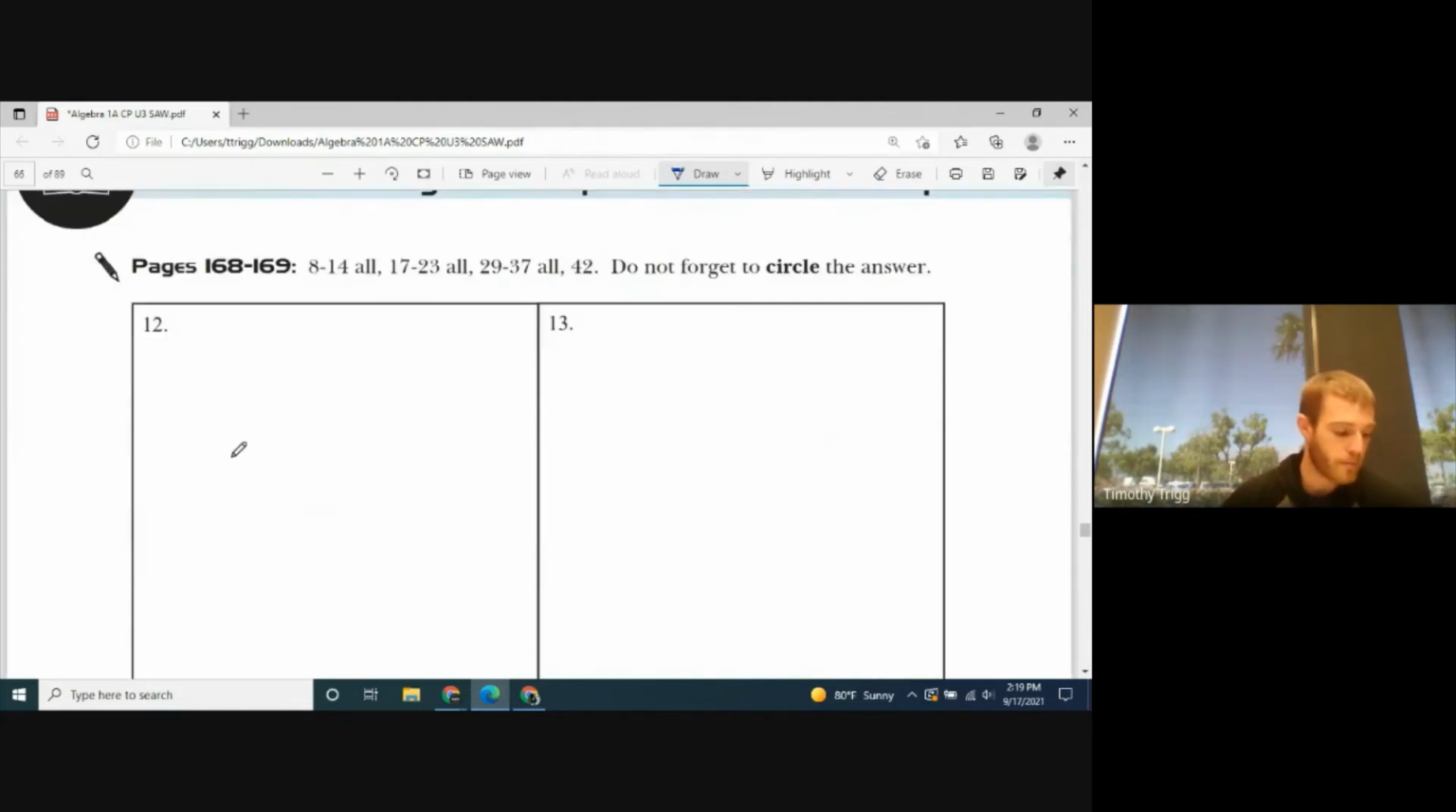Number 12. So here it says determine whether each number is a solution to the given inequality. So the way I would do this is you could plug in each value and see if they work. But what I would do is just solve the inequality. I think you're going to learn more if we solve the inequality. So we're going to go ahead and do that. So we have 3y minus 8 is greater than 22.